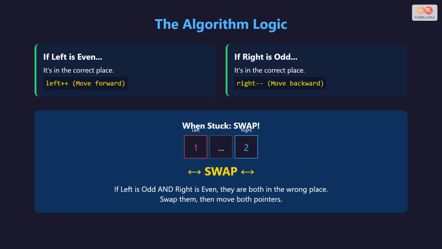Here is the logic. We want even numbers on the left and odd numbers on the right. So if the number at the left pointer is even, it's already in the correct place, so we move the left pointer forward. If the number at the right pointer is odd, it's also correct, so we move the right pointer backward. However, if we find an odd number on the left and an even number on the right, they are both in the wrong place. So we swap them.